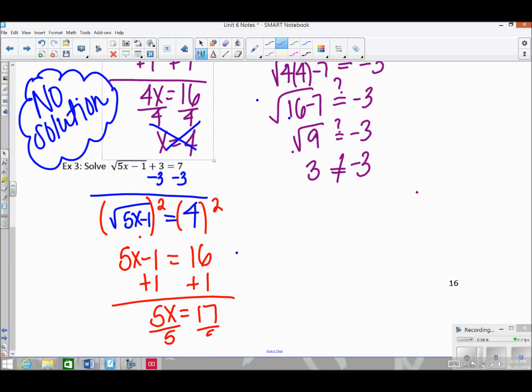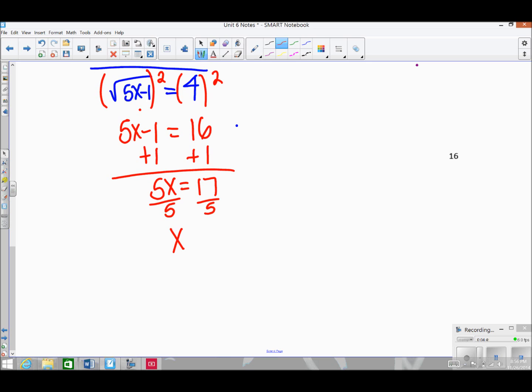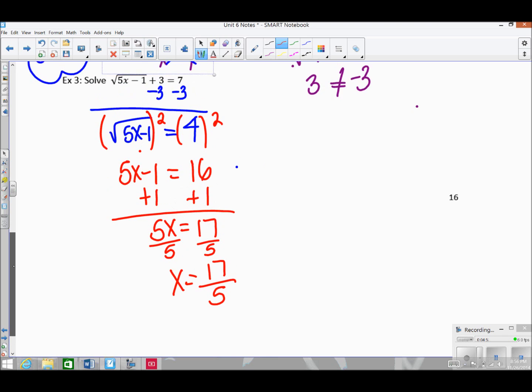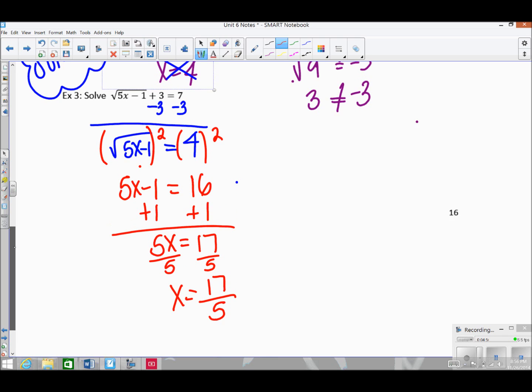Divide everything by 5. So we get x equals 17 over 5. It's not going to come out evenly, so I'm just going to leave it as a fraction. And now I'm going to go over here and plug into my original.